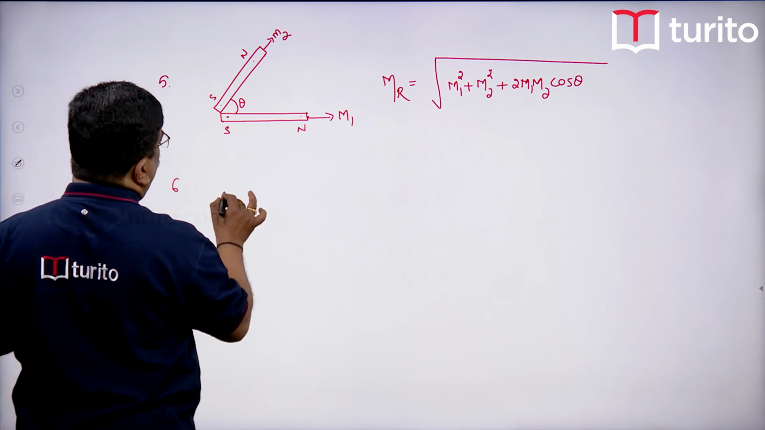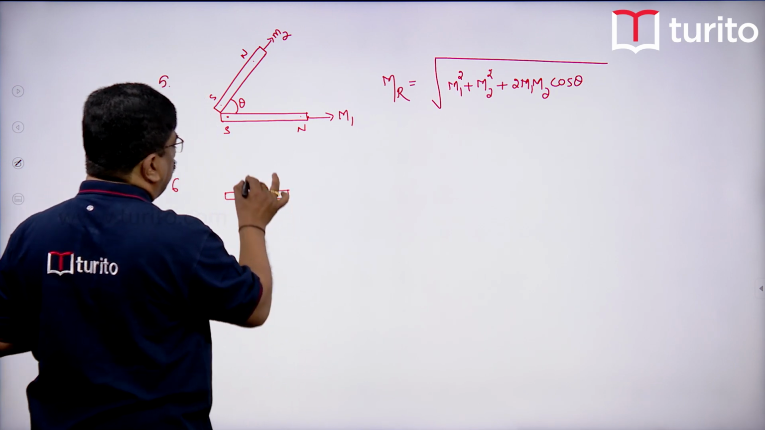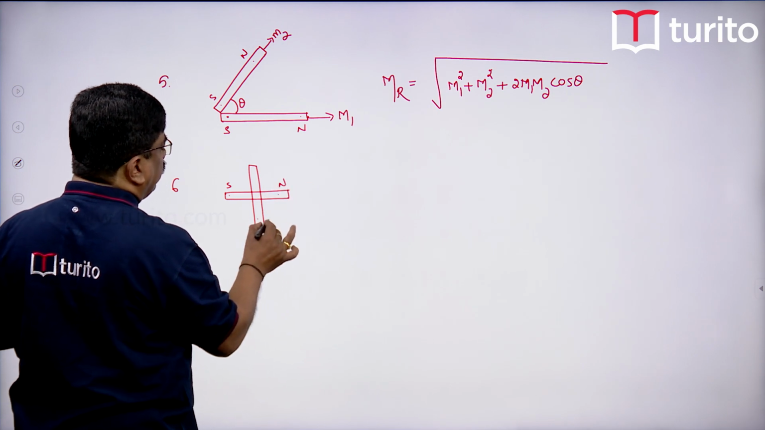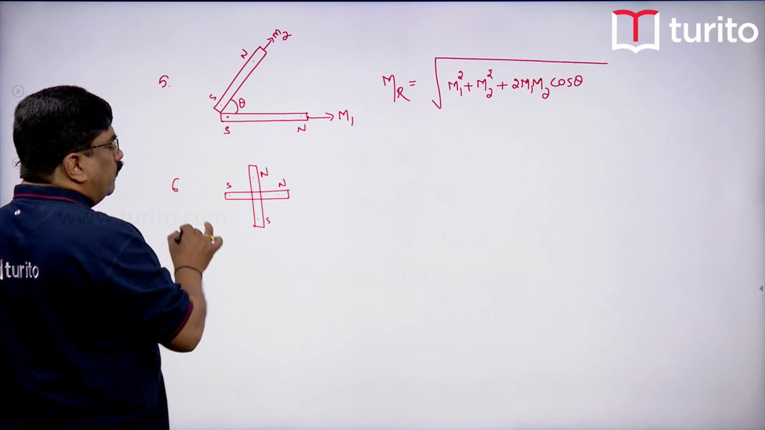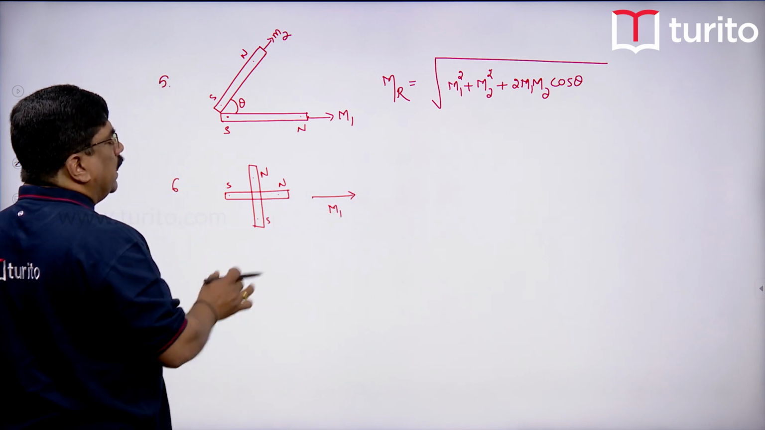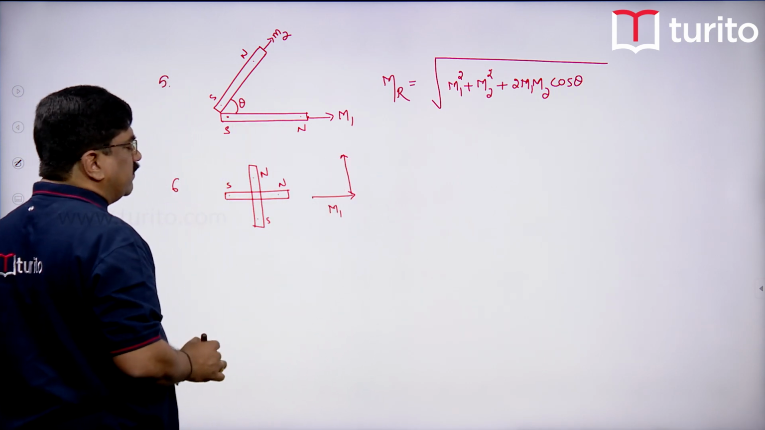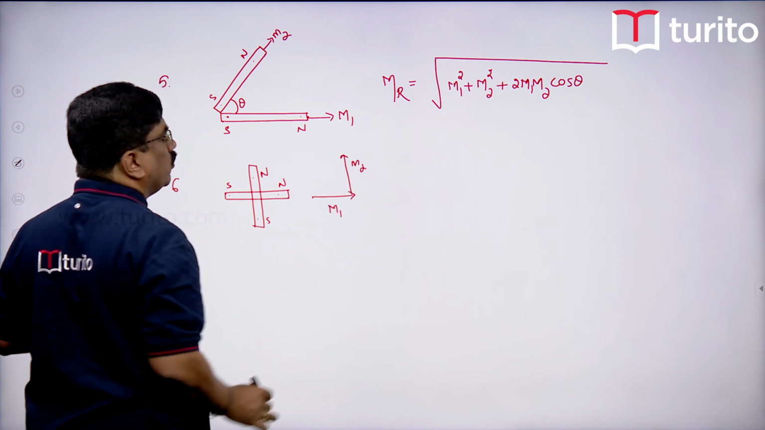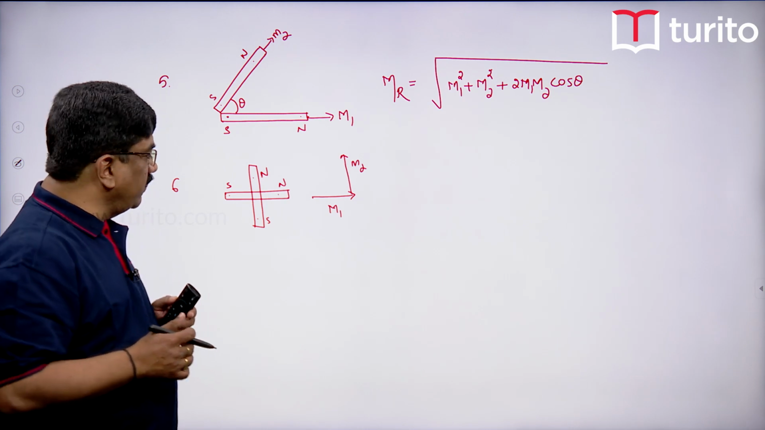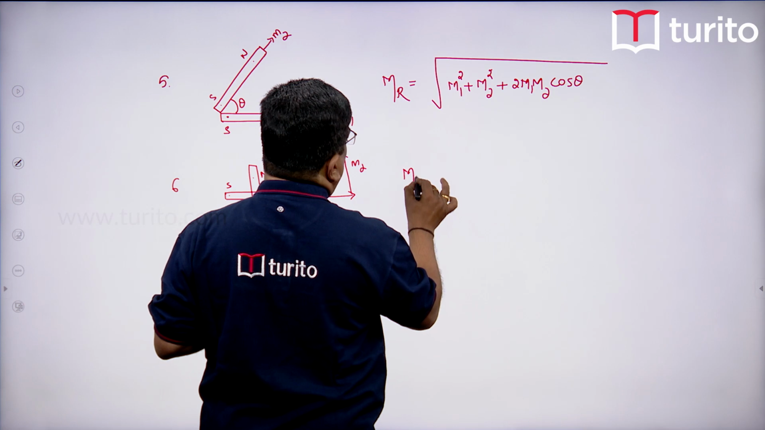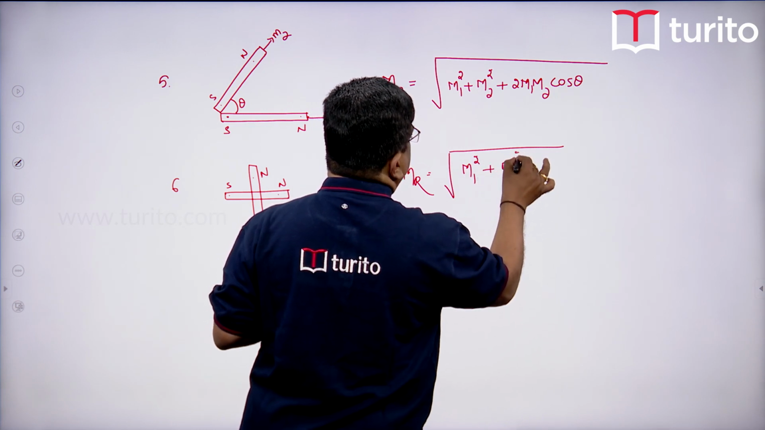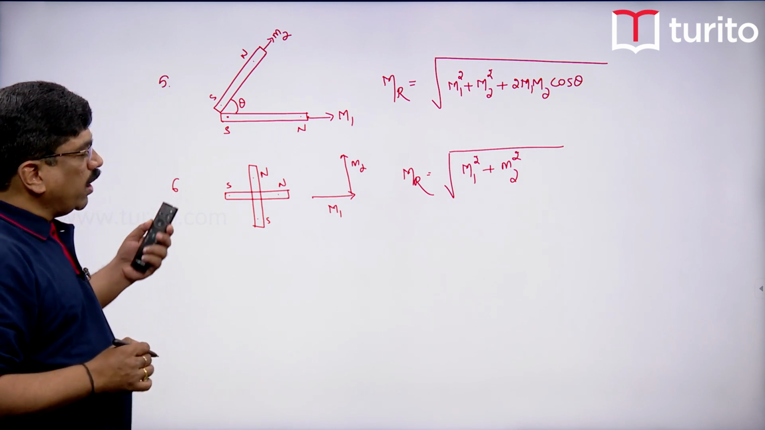And after that, when 2 bar magnets are arranged like this, in the form of a plus shape. This is south pole, this is north pole, this is south pole, this is north pole. For the first magnet, magnetic moment is south to north, let it be M1. And for the second one, magnetic moment is upward, south to north, let it be M2. So, here the 2 bar magnets are arranged like this. We can understand the angle between the 2 magnetic moments is 90 degrees. In this case, the resultant magnetic moment Mr is equal to under root M1 square plus M2 square. This is how we can calculate the resultant magnetic moment when 2 bar magnets are arranged in the form of a plus shape.